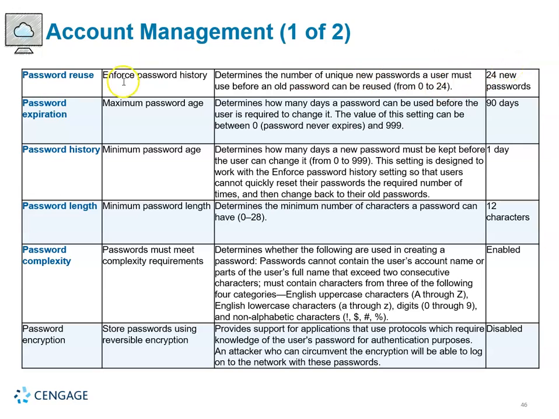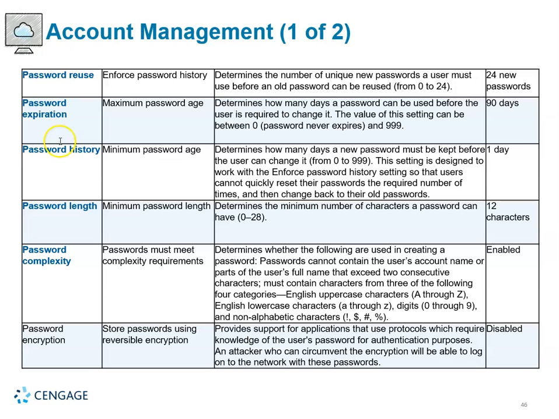So for example, password reuse, the first row here, this is a way to enforce the password history. So it determines the number of unique new passwords a user must use before an old password can be reused. That's why it's called password reuse. And that's from 0 to 24. So that means if it's set for 24, you have to go through 24 distinct new passwords before you can reuse one that you had used previously.